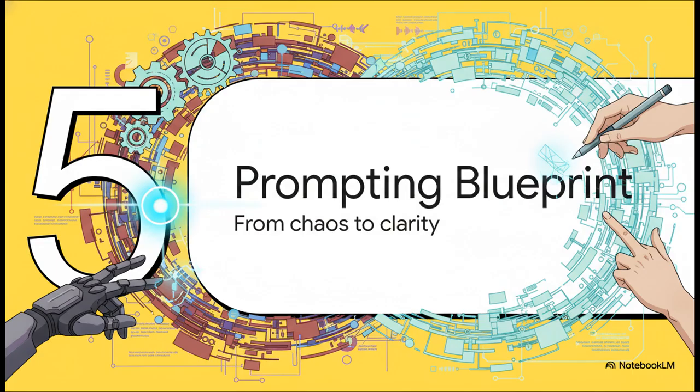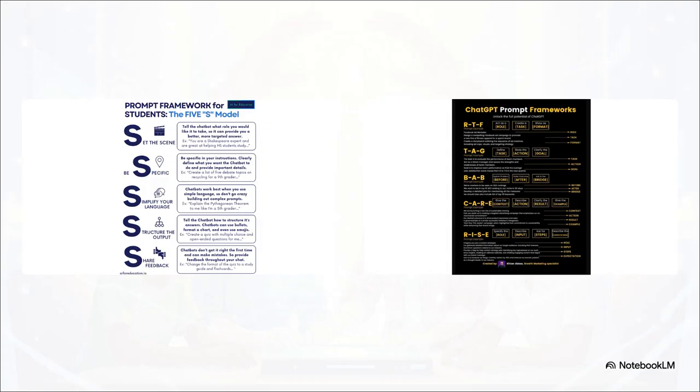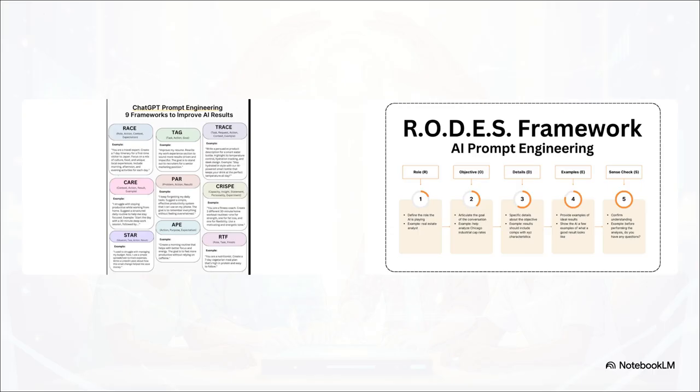We're moving from the theory to a simple, powerful blueprint that's going to take your prompts from total chaos to perfect clarity. I mean, if you look online for prompting advice, you will get buried in an avalanche of different frameworks. You've got RTF, TAG, CARE, the 5S model. It's just this whole sea of acronyms and super complex-looking diagrams. And it just keeps going. RACE, STAR, R.O.D.E.S. Honestly, it's totally overwhelming. It feels like you have to memorize a dozen different systems just to get started.